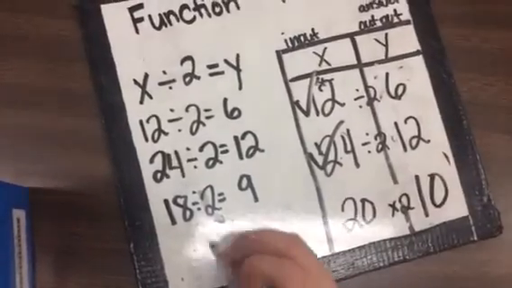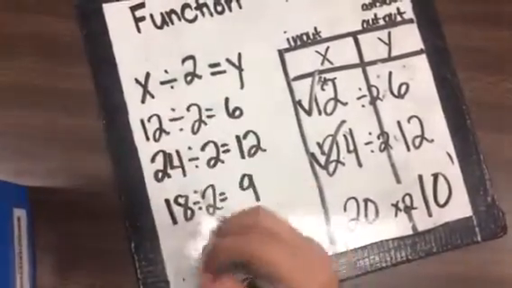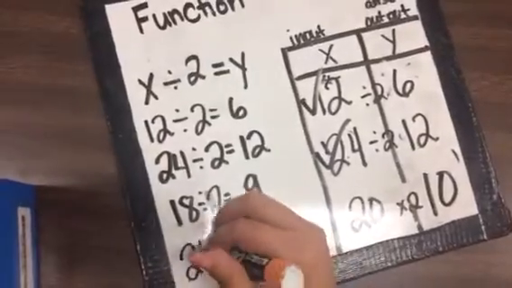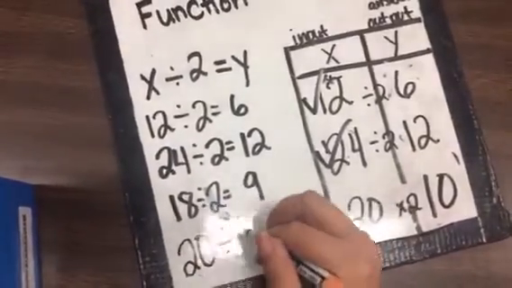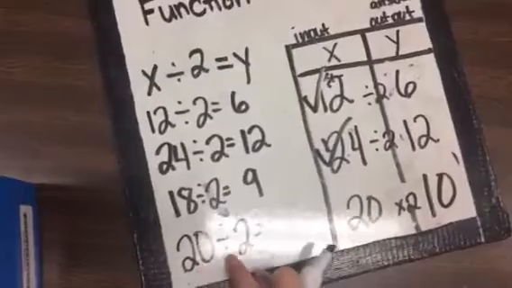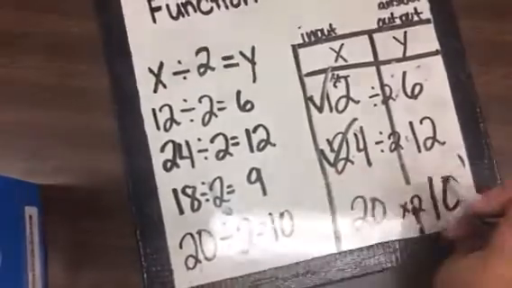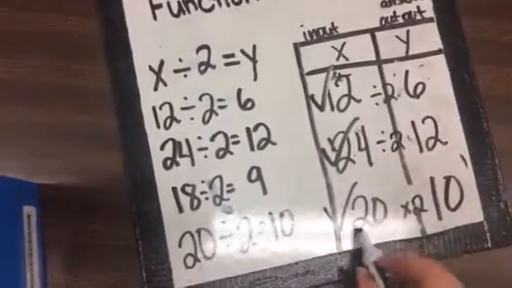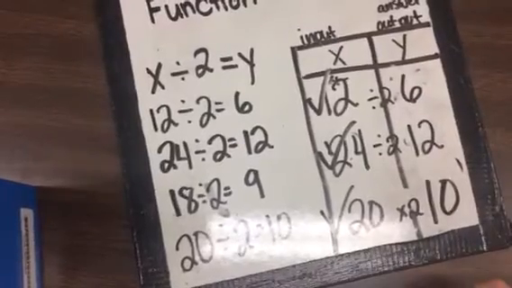So let's see if that still works. I'm going to put 20 in for x. I'm going to divide it by 2, and I should get 10. So 20 divided by 2 equals 10. So even though you found the x and started with the y, you still got it right.